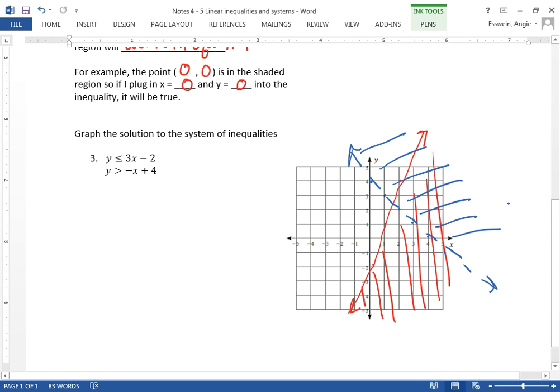And so what you can do is wait until the end to do your final shading, but I'll show you in the highlight that the answers are any point in this area. You can see it by the overlap in the colors or the direction the lines are going. Any point in here will work, or on this line, but not on this line, not on the dotted line.